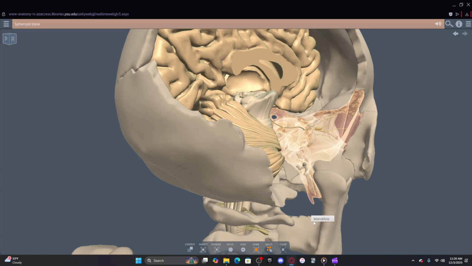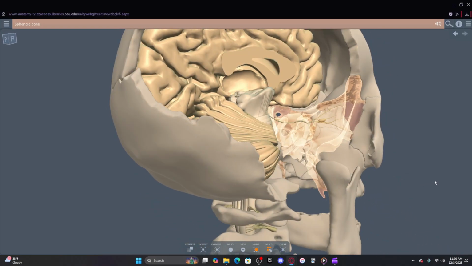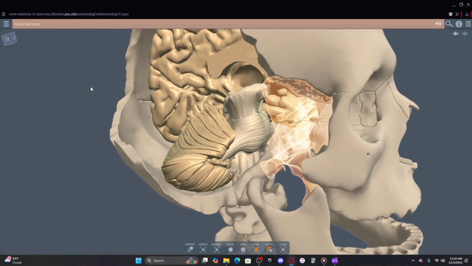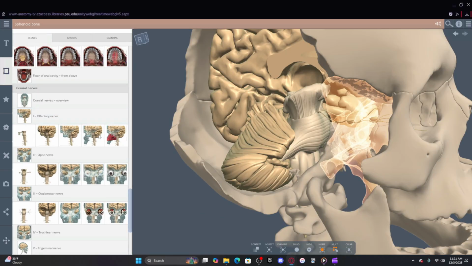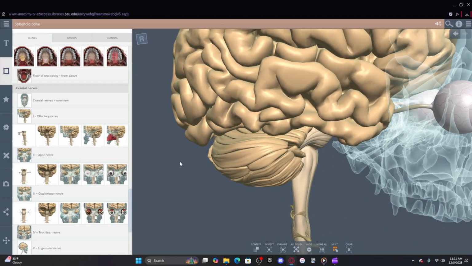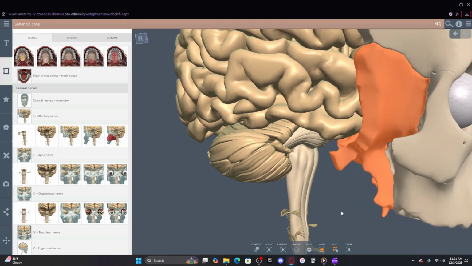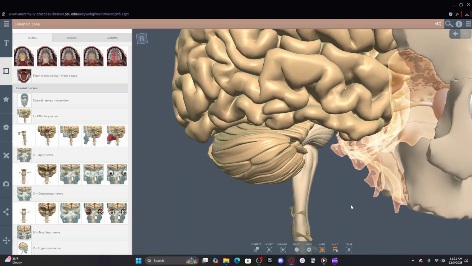Hollow this out, ghost it, right? You see it going directly through that superior orbital fissure. Then I'm going to do the same thing for the optic nerve as well, just so we can be consistent. Solidify all of them. All right, let's ghost it.